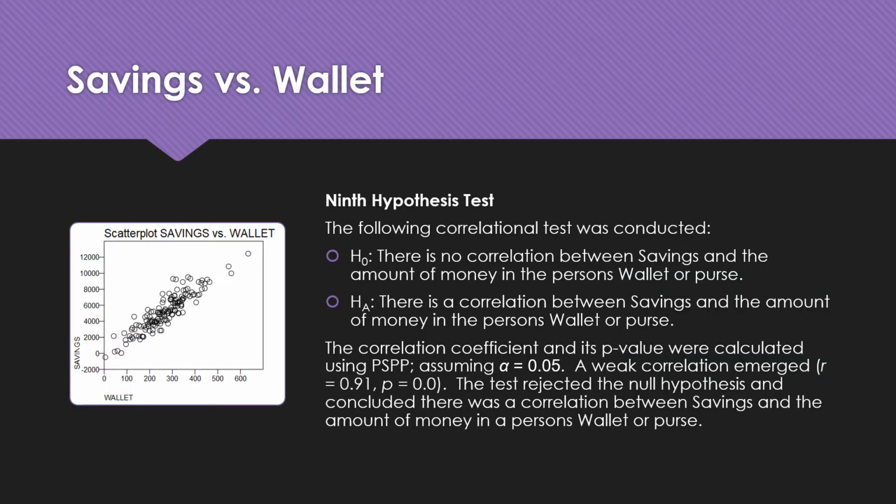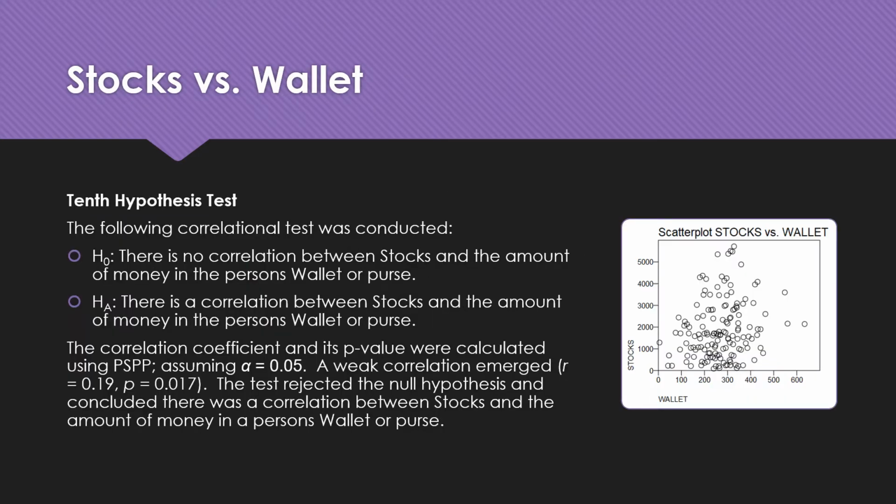Let's look at our ninth hypothesis test here. And this one is savings versus the amount of money someone might carry in their wallet. When we look at this test, we can see from the scatter plot an almost perfect correlation. So our R was equal to 0.91 and our P was equal to 0. So if you draw a line through those data points, we have almost a perfect correlation between an individual's savings and how much they might carry in their wallet.